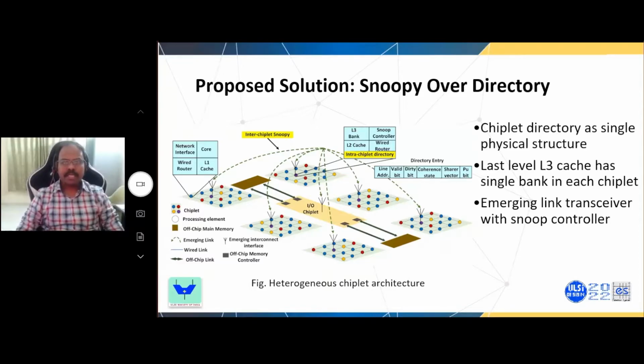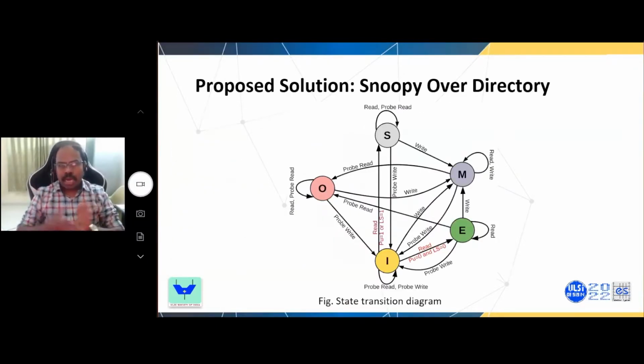As we have discussed, each chiplet can have its own architecture. The three guidelines are a single physical chiplet directory, a single logical last level L3 cache implemented using physical banks, wherein a single bank is present in each chiplet. And finally, each of the banks is integrated with an emerging link transceiver along with a Snoop controller. We also extend the existing directory entry with one additional bit to recognize whether a cached block is shared within the chiplet or across the chiplets. So the primary modifications in terms of the protocol come from recognizing whether a block is shared within a chiplet or shared across multiple chiplets, which is identified using a single PU bit.